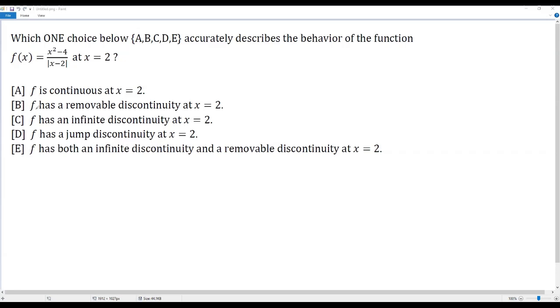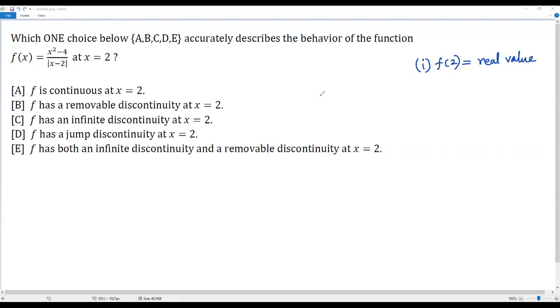Okay, now let me consider the first option, that f is continuous at x equals 2. Whenever I want to check whether a function is continuous at a particular value of x, it has to satisfy three conditions. What are the three conditions? The first condition is that we plug the given value of x into the function, that is, x equals 2, and we get f of 2. When I evaluate f of 2, it has to be a real value. This is the first condition.